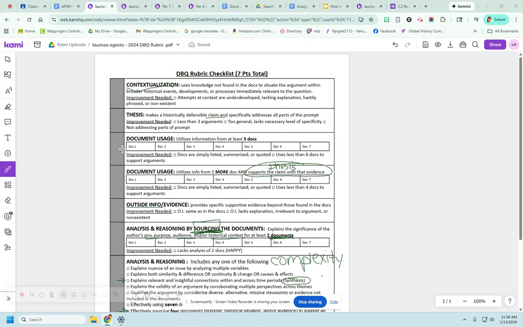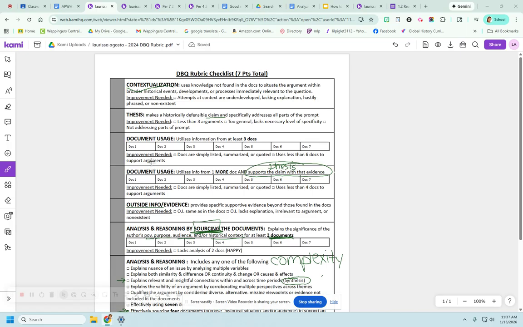So each DBQ is going to give you 7 documents, in which to earn 1 point, you have to use 3 documents and explain the meaning of them, and then to get 2 points for document usage or for evidence, you do 1 more document, so 4 total, and you make sure that the documents that you explain, you also explain how it supports your thesis and the claim that you are using to answer the prompt that's been given.